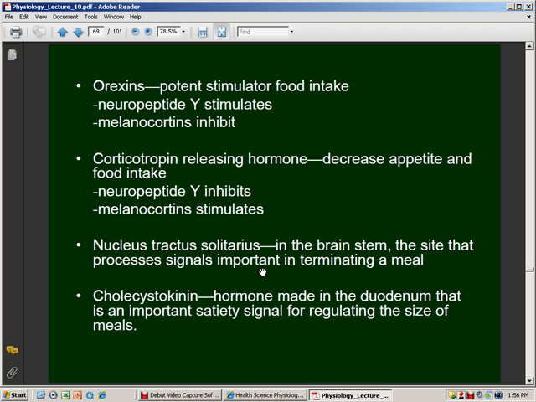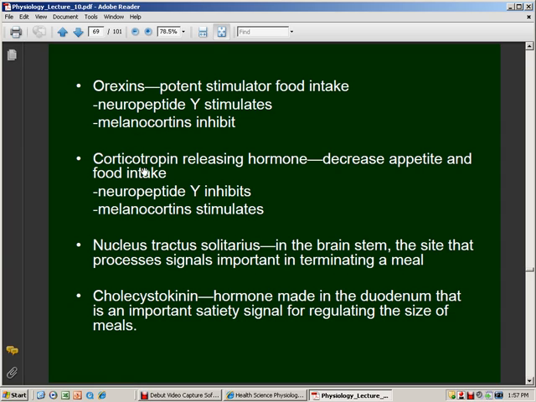I already went through these, but the orexins, you can see, are a potent food stimulator. It looks like Oreo, so it makes you hungry. Neuropeptide Y turns on the orexins. Melanocortins turn off the orexins. And this is why one chemical, like one drug that does one thing in the body, doesn't usually work very well, because look at this pathway. If you were taking a diet pill that just shut off one of these chemicals, you've got other ones that are trying to turn off and on the pathways at other sites. It's just kind of a mess.